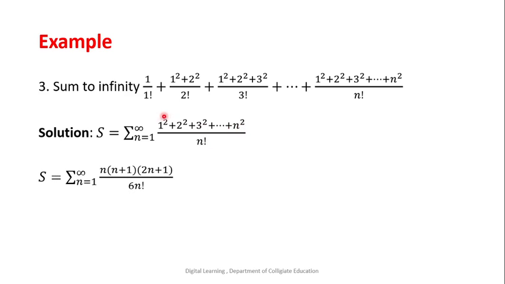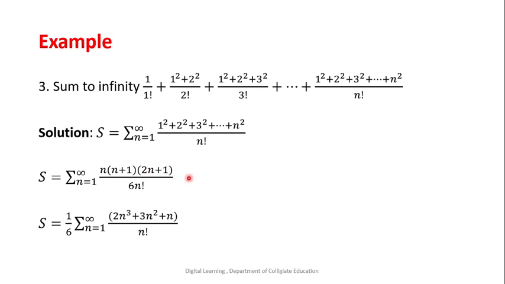We know the formula for the numerator. What is the formula? The formula is n into (n plus 1) into (2n plus 1) divided by 6. By using this formula, S can be written as summation n equals 1 to infinity n into (n plus 1) (2n plus 1) divided by 6 n factorial. Here 1 by 6 is a constant. Take outside from the summation. We get summation n equals 1 to infinity.